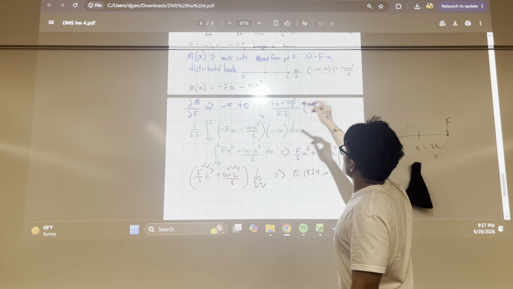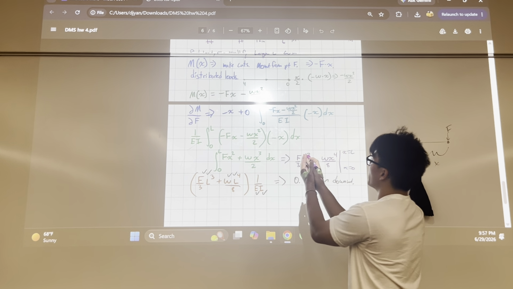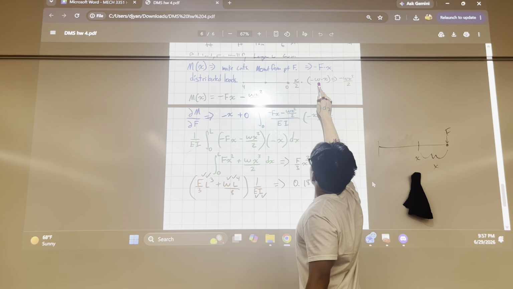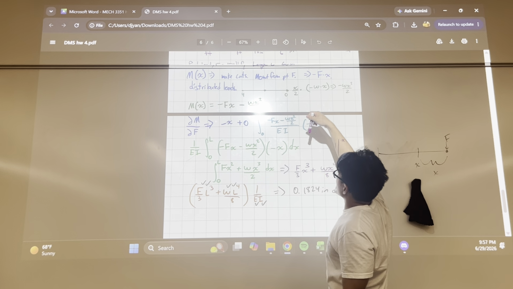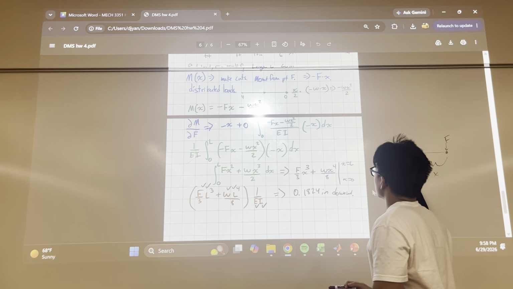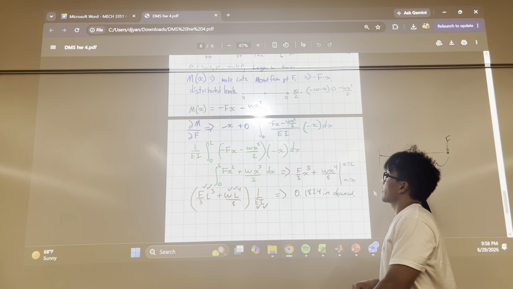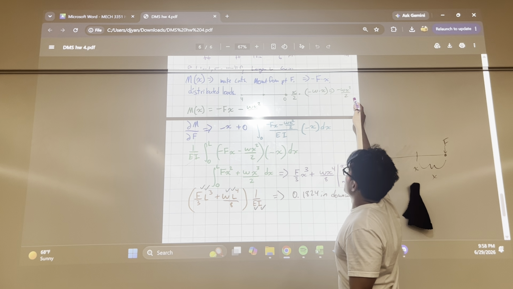And then it would be the distributed load times the length, right? Because it's a distributed load concentrated at one point. So that would be the force concentrated at this point at x over 2. Same thing: force times length equals the moment. So length times force equals the moment, right?